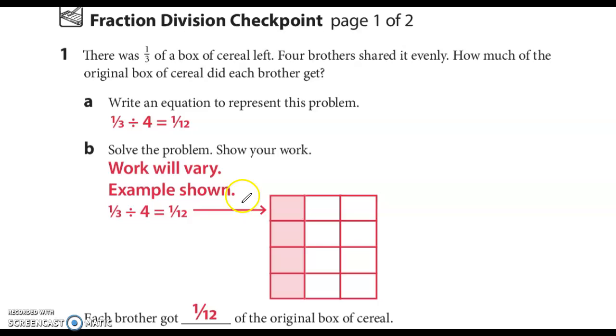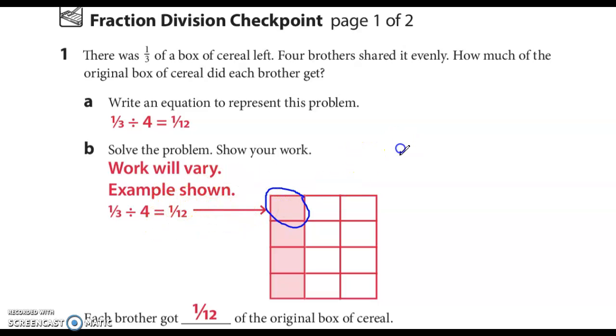So one way you could have solved it was taking an array, dividing it into thirds and shading that 1/3 because that's what was left, and then taking that 1/3 and dividing it into fourths, and then one brother would have gotten one piece out of the 12 pieces. So the answer is 1/12.